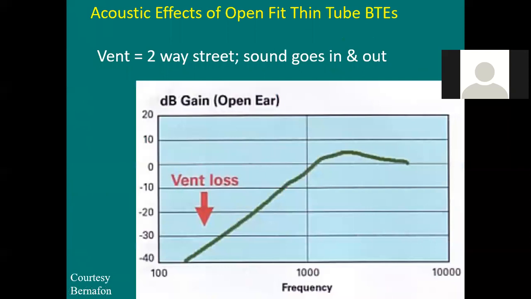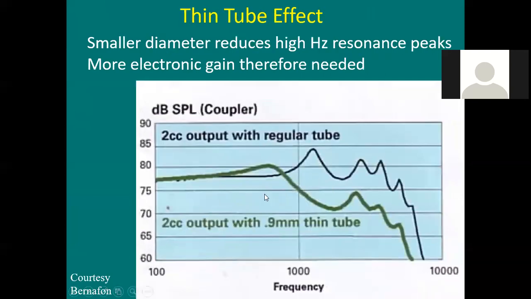So basically, if you're looking at thin tube open fit BTEs, the vent is a two-way street. Sound can go in through the vent, like natural sound can enter, but vents also allow the lows to escape, right? The occlusion effect, that's what they're doing. So you can see your vent loss taking place below 1,000 hertz, as it should, but also look at the thin tube effect of thin tube BTEs.